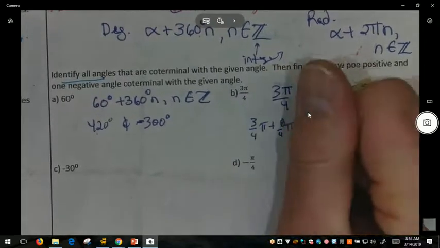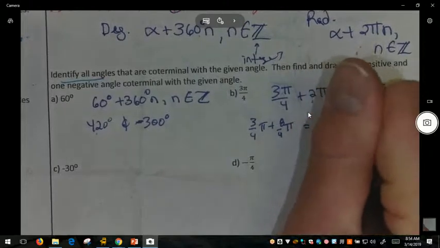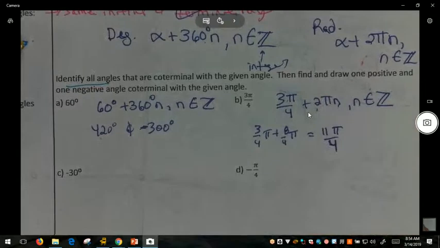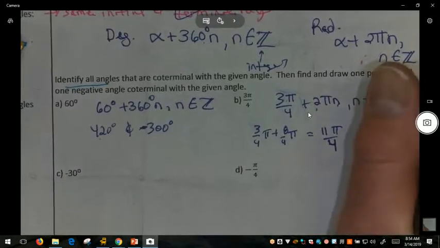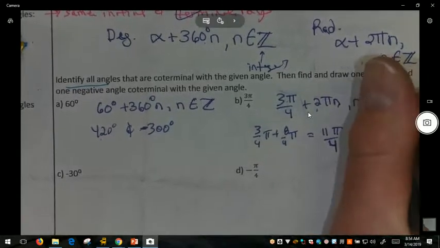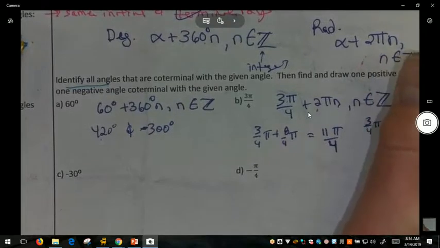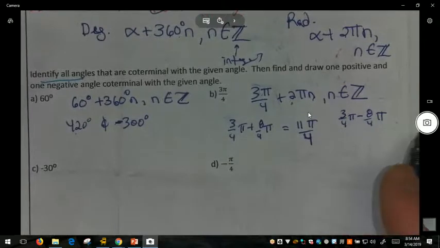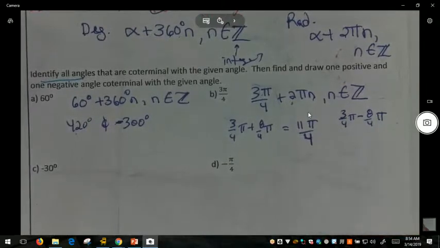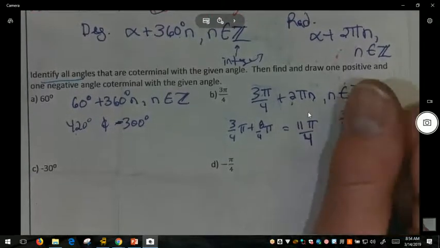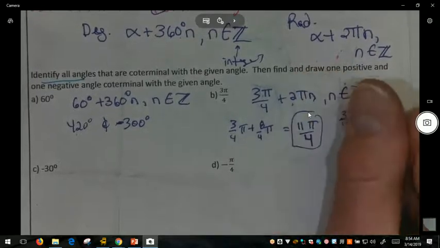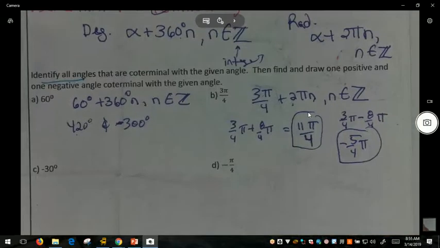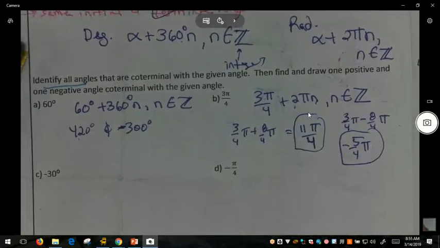So that's going to be 11 pi over 4 will be coterminal. If you're not confident in that, you can always convert it to degrees and double check. And I also have to subtract. I've got 3/4 pi minus 8/4 pi. If I don't get a negative right away, I will in this case, then I'd have to keep subtracting 8/4 pi until I actually did get a negative. So there's my positive angle. Here will be -5/4 pi. You can write it as -5 pi over 4 or -5/4 pi.